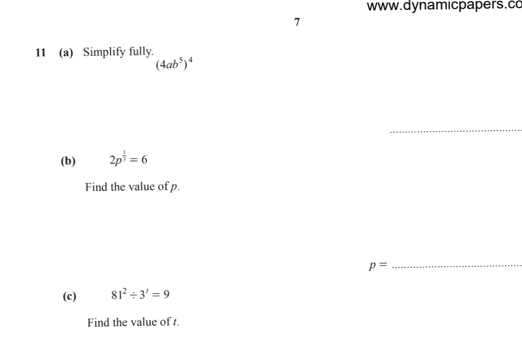Number 11, simplify (4ab^5)^4. To simplify, distribute the power. So 4^4, a^4, and (b^5)^4. 4^4 is 256. A^4 stays the same. If you have a power of a power, you have to multiply. So b^5 times 4, b^20. So this is the simplest form.